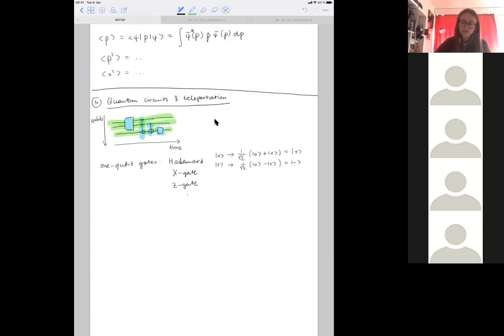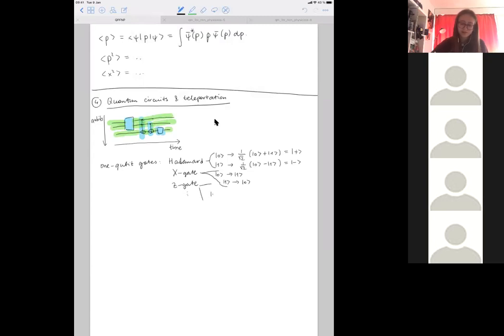The X gate is a flip gate, so it performs a bit flip. If we start with 0 and act with the X gate, it puts it into 1. And if we start with 1, then it flips it back to 0.